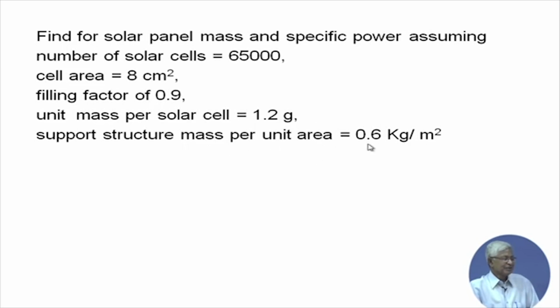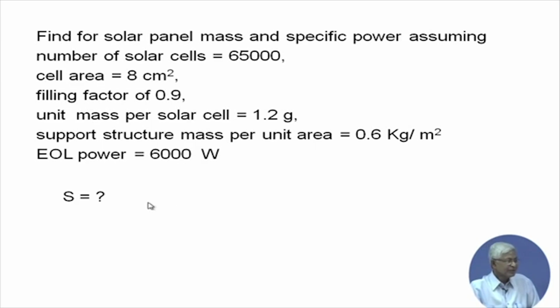So per unit area is 0.6 kg per meter square, this is in meter square, and cell area is in centimeter square. So there also you have to worry about the unit, and end of life power requirement is 6 kilowatt. So what is the S? What is the solar panel mass? You can calculate out of S.